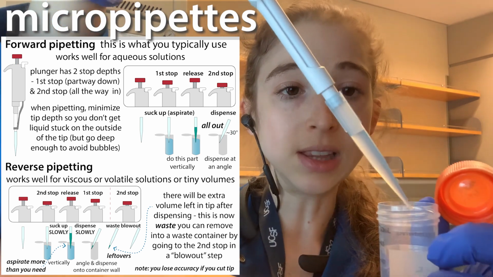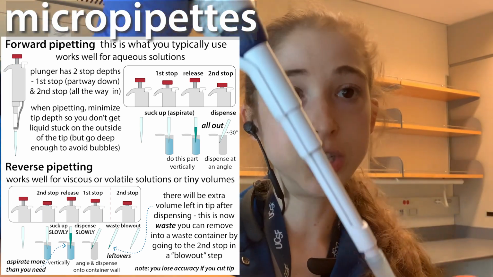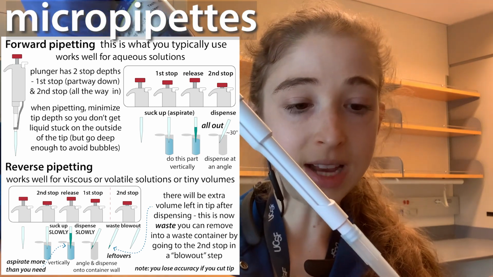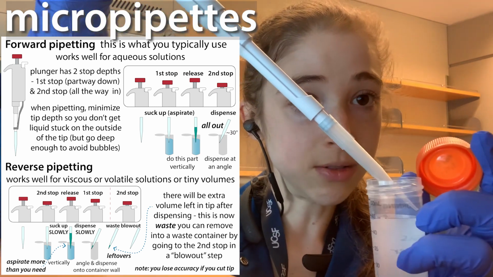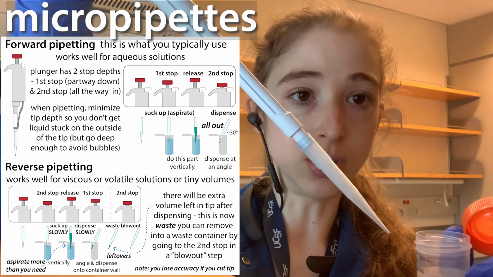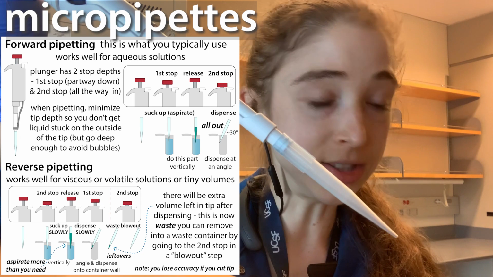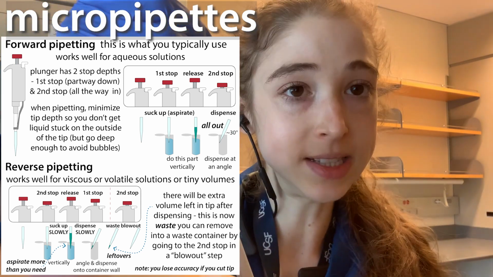And you go where you want to deliver, and then you push down. Now you go all the way to the second stop and make sure it all comes out. Then with your thumb still down, pull out and release your thumb, and there should still be nothing left in your tip. More on pipetting, especially with viscous liquids, in another post.